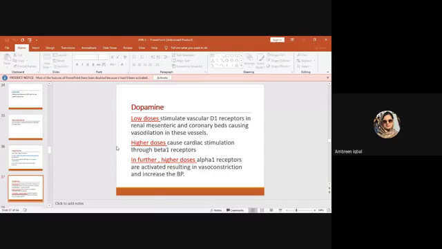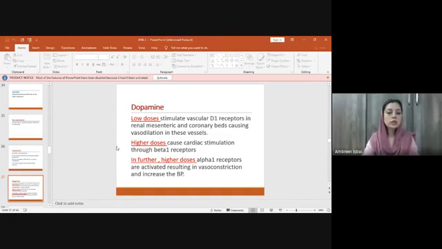The next one is dopamine. Dopamine has different actions on the basis of the dosage. At low doses it acts on the D1 receptors, at higher doses it stimulates the beta 1 receptors, and at still higher doses it affects alpha 1 receptors and activates them, causing vasoconstriction and an increase in blood pressure.